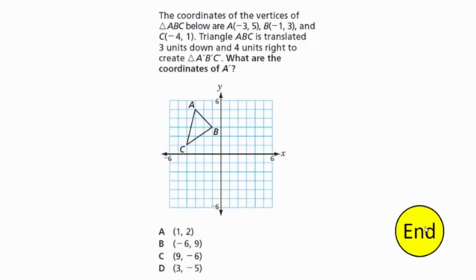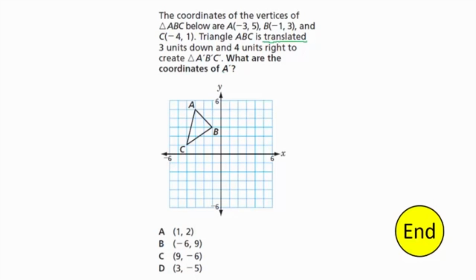Next questions. Alright, the coordinates of the vertices of triangle ABC below are A (-3, 5), B (-3, -1), and C (-4, 1). Triangle ABC is translated, that's an interesting word, 3 units down, 4 units right to create a new triangle, A prime, B prime, C prime. What are the coordinates of A prime?